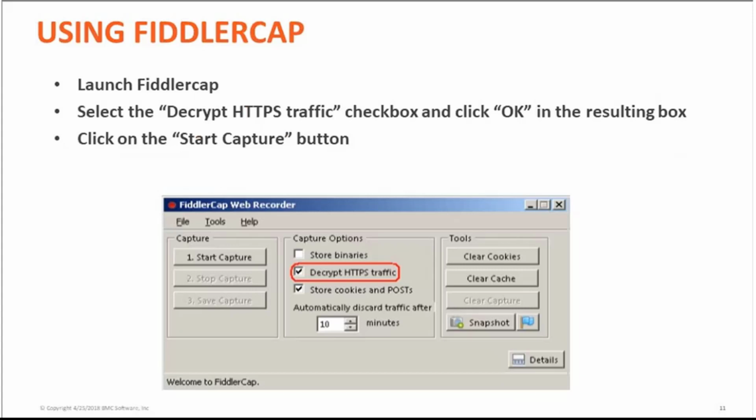So a brief overview on how to use Fiddler Cap. You basically want to install and launch Fiddler Cap. Make sure you select the decrypt HTTPS traffic checkbox. Otherwise, since traffic is mostly encrypted, you might not get the actual back channel calls and stuff. And then click on Start Capture.